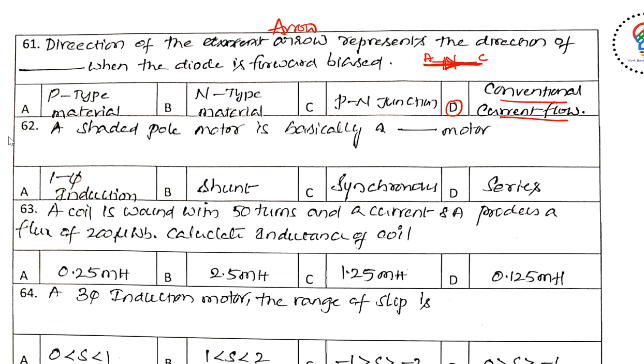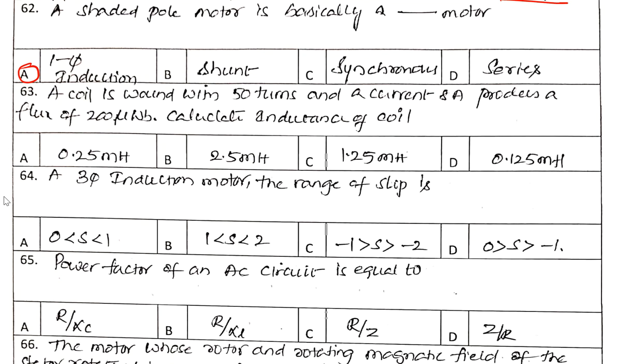The correct option here is a single phase induction motor. Next one, C, 63rd question here. A coil is wound with 50 turns and a current of 8 amperes produces a flux of 200 microwebers. Calculate the inductance of the coil here.